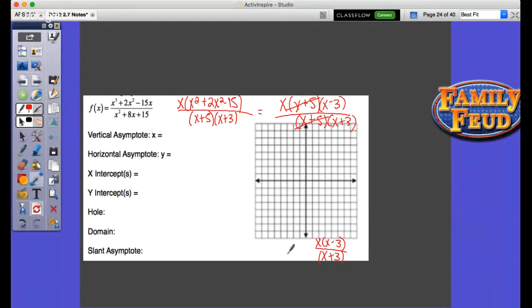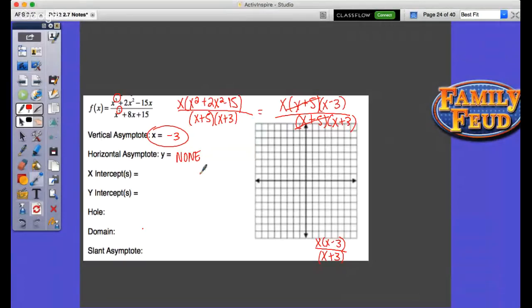The next part we identify is what makes the bottom equal to 0 as a vertical asymptote, which would be -3, okay? For the horizontal, I look at the original up here. Some of you may look over here and see a degree of 2 if I were to multiply it, but I like the original just so I don't mess up, to see that the top is greater than the bottom, which tells me there would be no horizontal asymptotes.